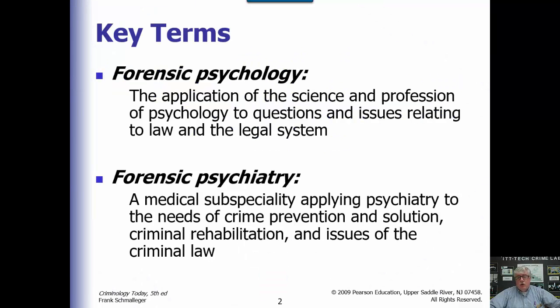So first of all, I'll start off with some key terms with regard to psychology and psychiatry in criminal justice. Forensic psychology, and the definition is right there. I probably shouldn't read it to you. But basically, it's using science and the profession of psychology to answer questions with regard to law and the legal system, where psychiatry is a subspecialty of medicine. And you're going to look at psychiatry with regard to crime prevention, solution, criminal rehabilitation, issues of criminal law. So understand the difference.